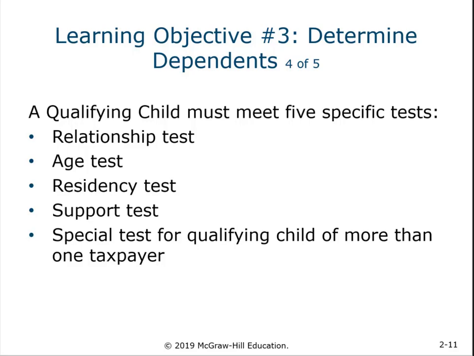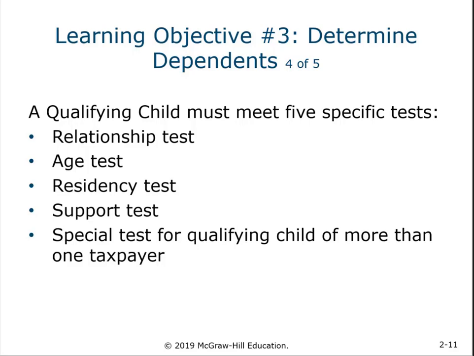The support test is kind of flexible. Basically, it says no one else is providing half of the support or more than half of the support. It does not say that you are providing half. It just says no one else is providing more than half of the support. So if you fit this age test, your support test is pretty flexible, meaning you don't have to prove that you are providing the support, just that somebody else didn't. That's a lot easier to show than to show that you did. Okay?